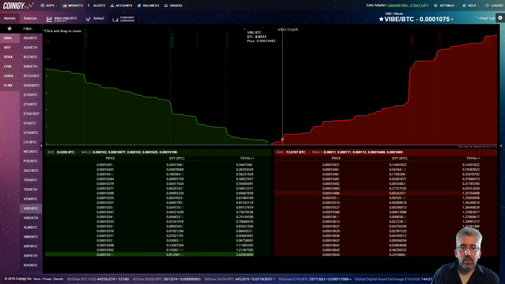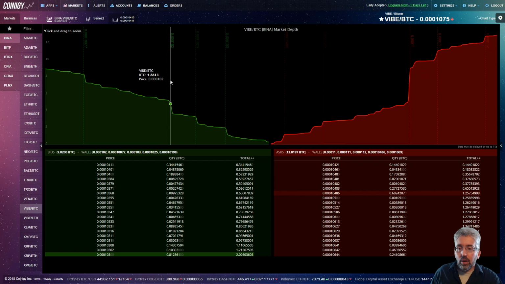This is the depth chart, the market depth. And what you see here are the sell orders on the lower right. And this is the graph that shows not so much how many people, but what the volume is of the selling.